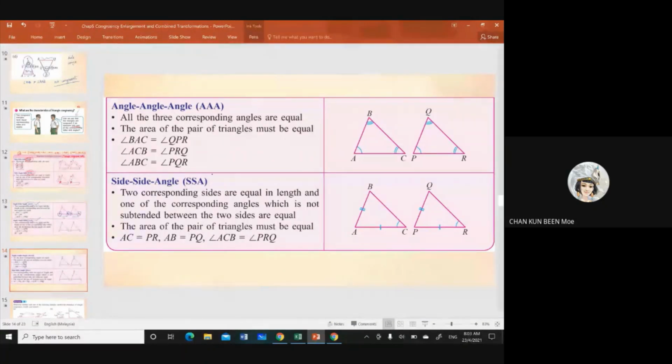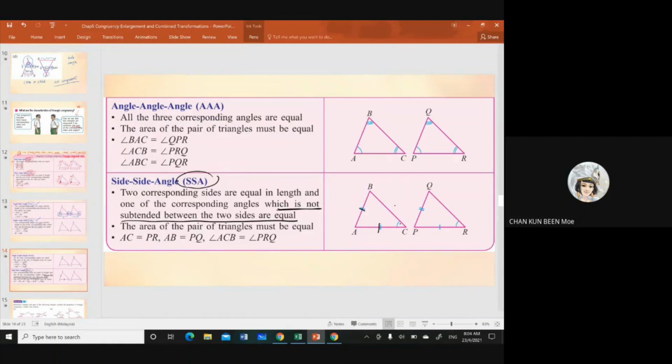Okay, so the next one is side, side, angle. This one, two corresponding sides are equal in length, and one of the corresponding angles which is not subtended between the two sides are equal. So the angle cannot be subtended between those two sides, which means if you have side, side, angle, your angle cannot be here. That's not correct. If like this, it will be side, angle, side already. So this is not side, angle, side. This is side, side, angle.